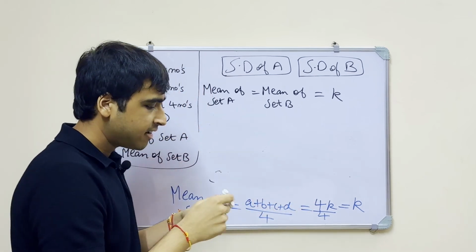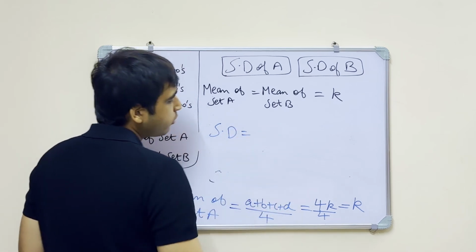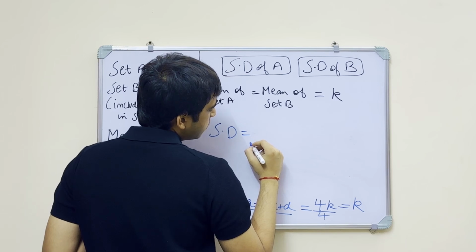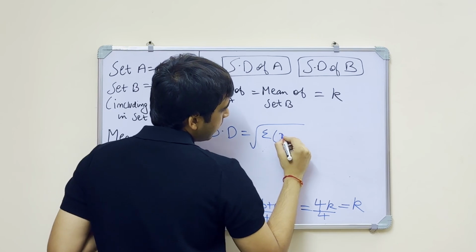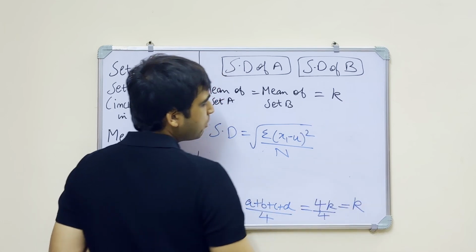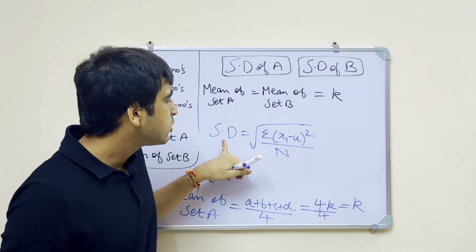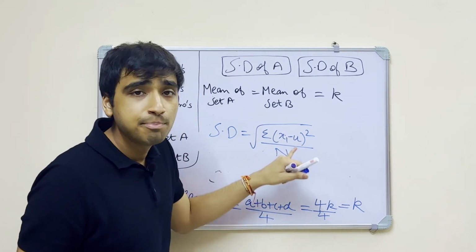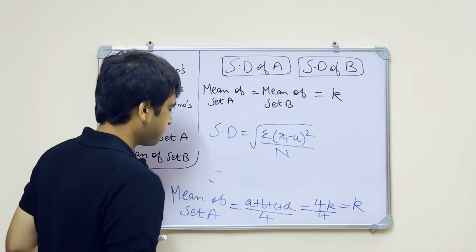So what is the formula for standard deviation? The standard deviation formula is given by the root of the summation of xi minus mu square upon n. I hope you are aware that the standard deviation is equal to the square root of the summation of (xi minus mu) squared, where xi is each element, mu is the mean, and n is the total number of elements, right?